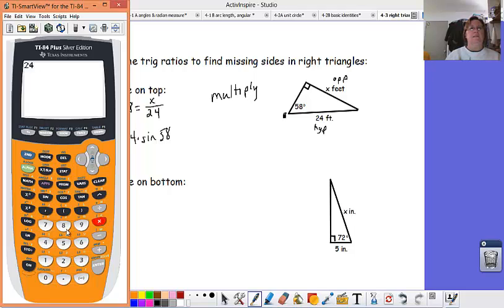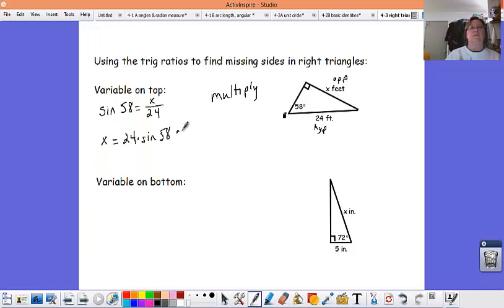24 times the sine of 58 gives us roughly 20.4. It's about 20.4, and these were feet. That does make sense since the hypotenuse is supposed to be the longest side.